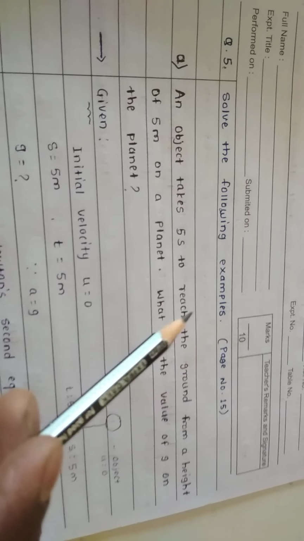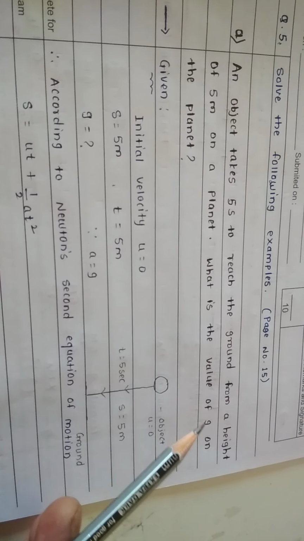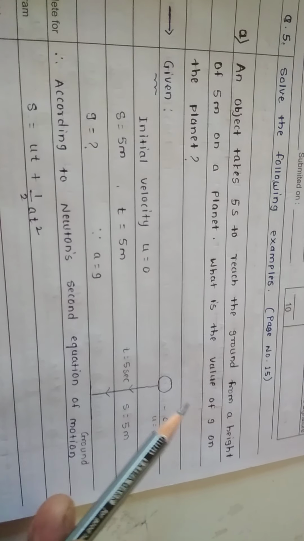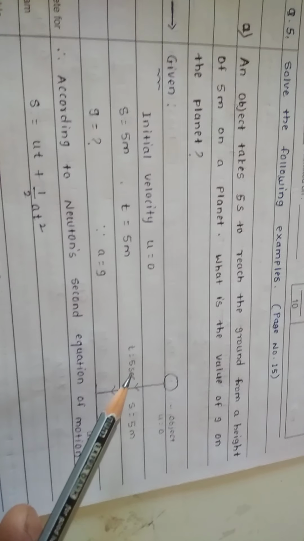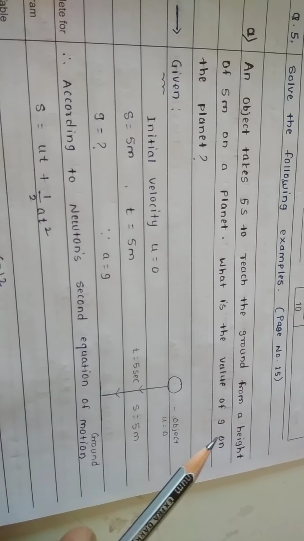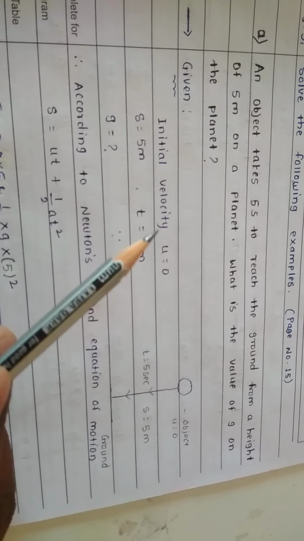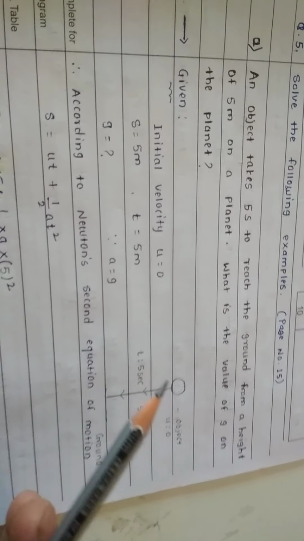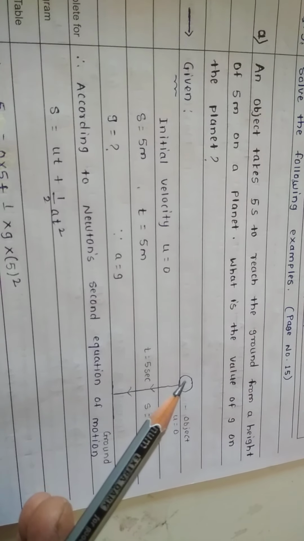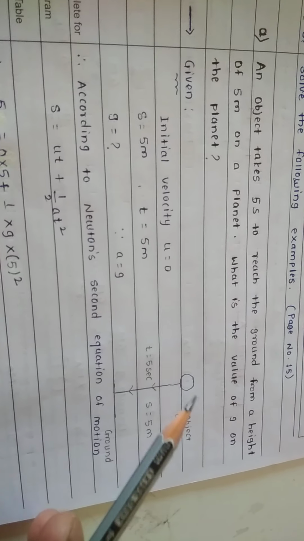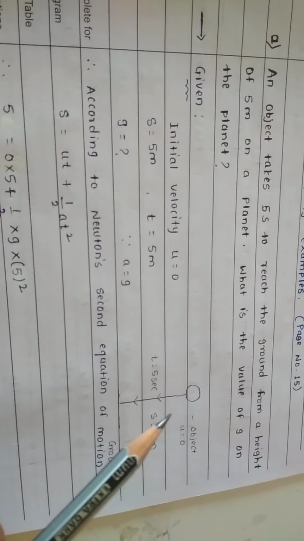Textbook page number 15. First example: an object takes 5 seconds to reach the ground from a height of 5 meters on a planet. What is the value of g on the planet? So in this example, we will find out the value of g, the acceleration due to gravity. Given: height s = 5 meters, and initial velocity u = 0. Keep in mind, if any object falls towards the ground, the initial velocity should be 0.